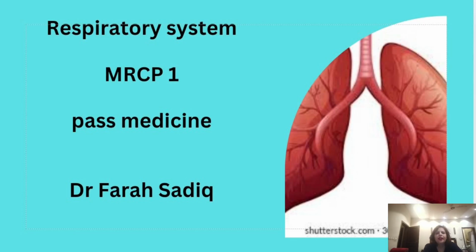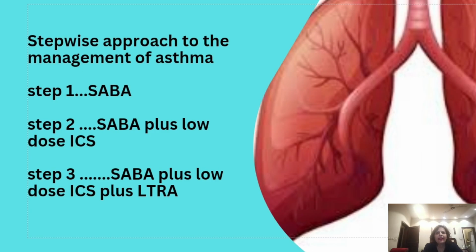Hello students, today I will discuss the management of asthma, that is, the stepwise approach towards the management of asthma. In step 1, we give the patient a short-acting beta agonist, that is Ventolin, as required. But if the patient's symptoms are not controlled by SABA, then in step 2 we add a low-dose inhaled corticosteroid.